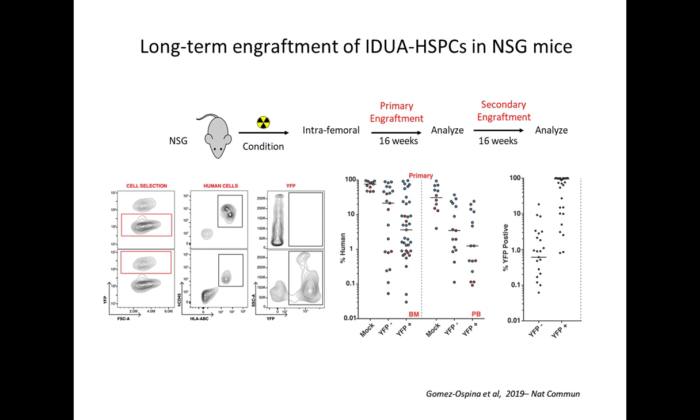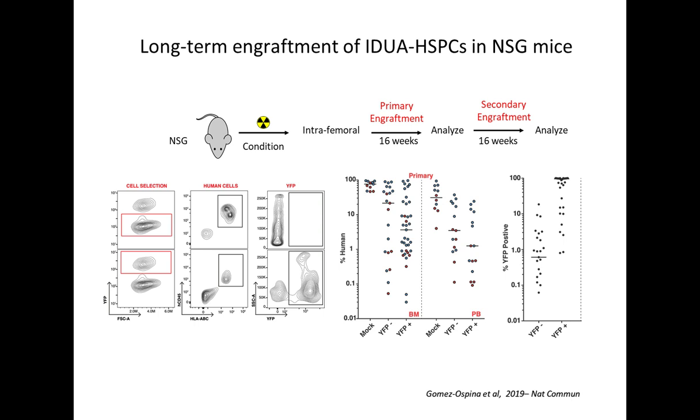So after 16 weeks, you look to see if there are human cells in bone marrow and other organs. You can see that there are cells there, and if you engrafted YFP-positive cells, at the end they're YFP-positive, confirming that these cells were in fact modified. You can also notice that there is a decrease in engraftment potential if the cells have undergone genome editing.